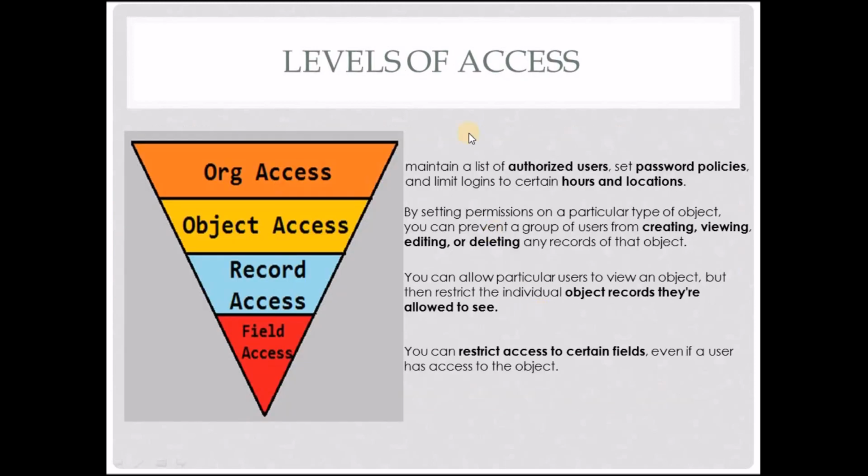Now let's discuss the various levels of access in Salesforce. Salesforce regulates the access to different levels to secure data and its visibility. You have the various levels of access, starting with the org access, or the organization level access. Here Salesforce regulates the access to the entire organization by maintaining a list of authorized users, setting their password policies, and limiting the login hours and the locations where the user can log in from. Next, Salesforce regulates the object level access by setting permissions for the users to define if a user can create, view, edit, or delete any records in that object.